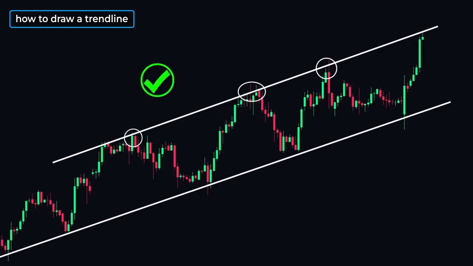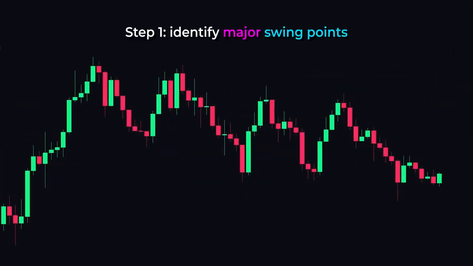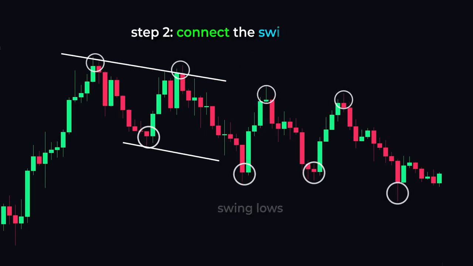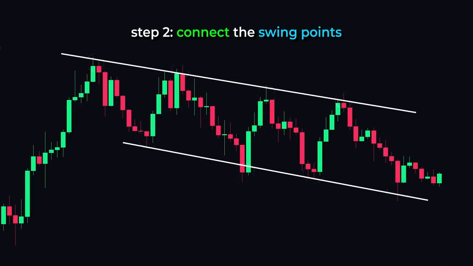Let's look at another example to make this even clearer. Again, the first step is to identify major swing points. And here, we can immediately see multiple obvious swing points. We have multiple swing highs here and multiple swing lows here. Next, we simply draw the trend line by connecting these swing points. So, this will be our trend line.